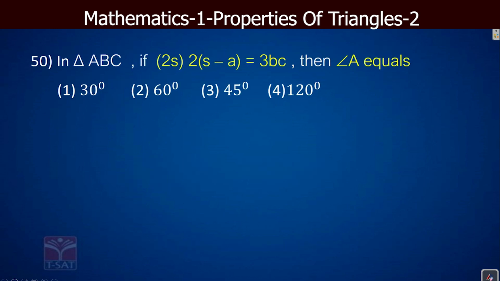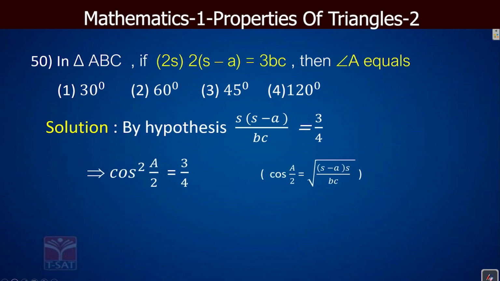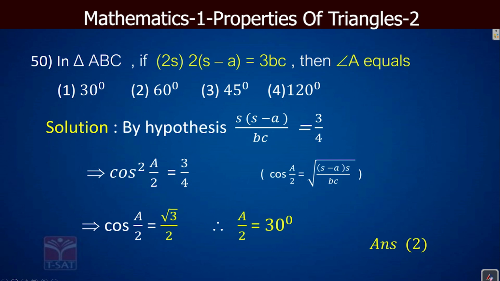Okay, we will come to problem number 50. In triangle ABC, if 2s(2s minus a) is equal to 3bc, then angle A equals: 30 degrees, 60 degrees, 45 degrees, 120 degrees. By hypothesis, s(s minus a) by bc is equal to 3/4. So therefore cos² A/2 is equal to 3/4, because cos A/2 is equal to the square root of s(s minus a) by bc. So cos A/2 is equal to root 3 by 2, so A/2 is equal to 30 degrees, or A is equal to 60 degrees. So the correct option is option number 2.